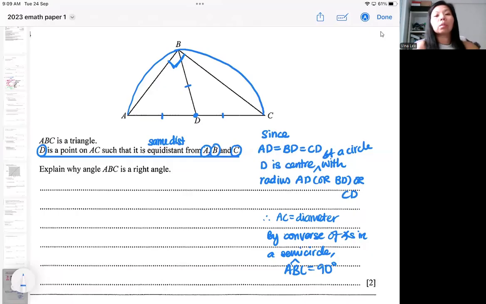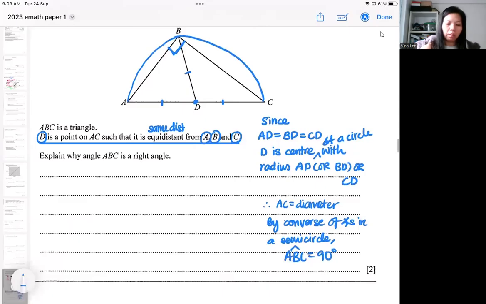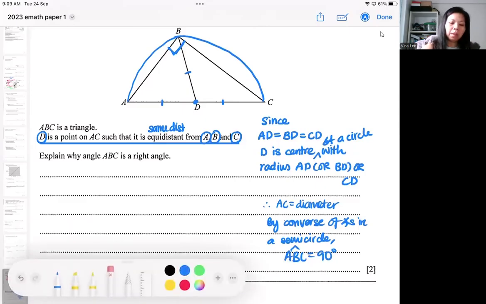So if you see D as the center, then two radii make up a diameter, and it fulfills the property of angle in a semicircle. That's why ABC turns out to be 90 degrees. If you explain this, you will get your 2 marks. You must explain the property. What is the property? You must mention angle in a semicircle. So this one is the non-algebra way, the explanation by the property way.